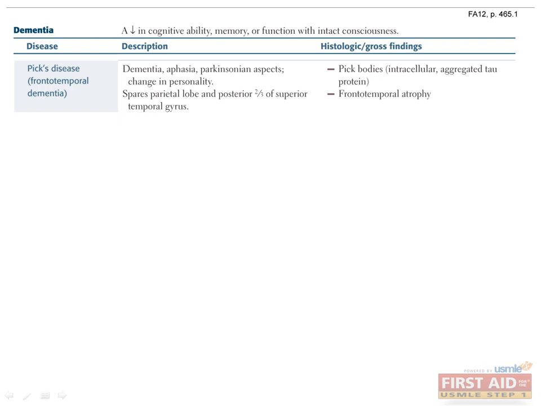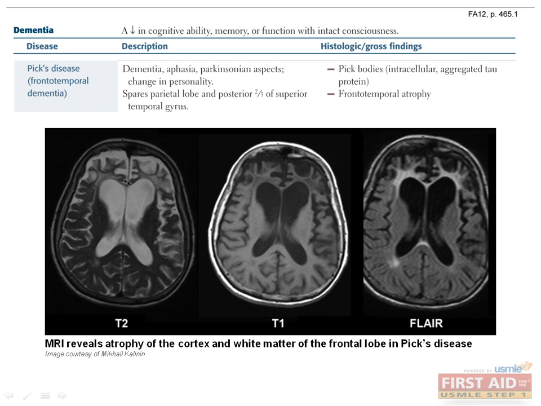Also, visuospatial function is relatively preserved in Pick's disease. On imaging, you'll often find frontotemporal atrophy. Histologically, you'd find the characteristic Pick bodies which contain abnormal accumulations of tau proteins.